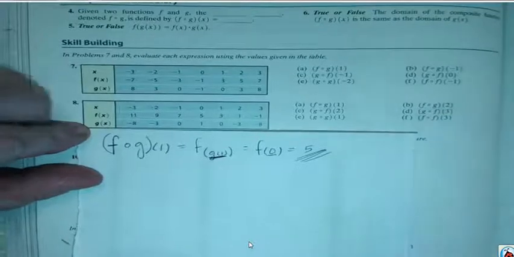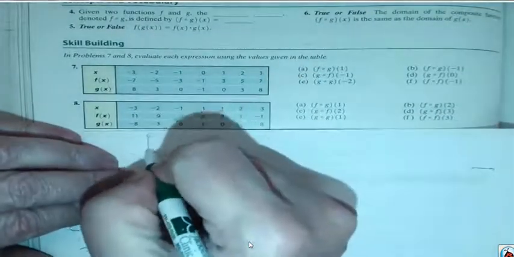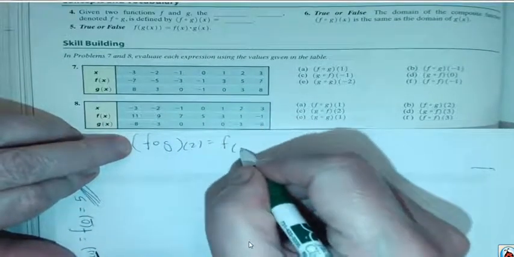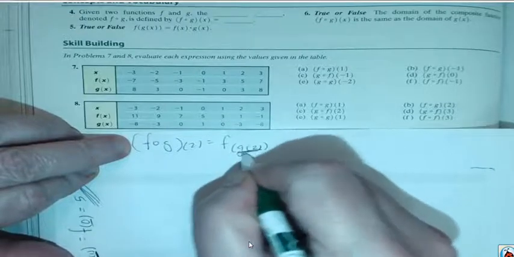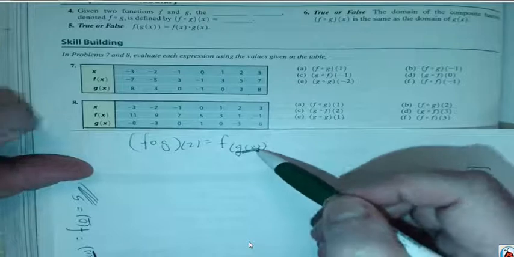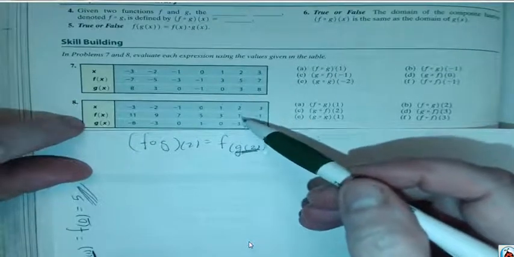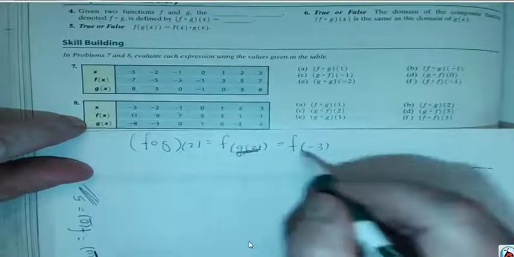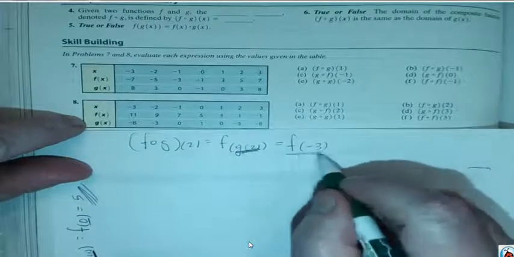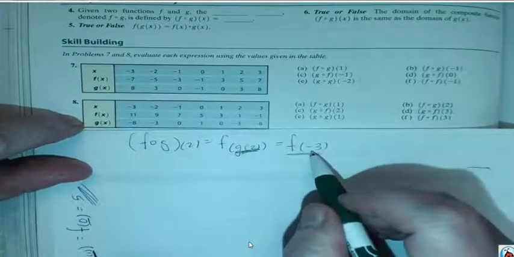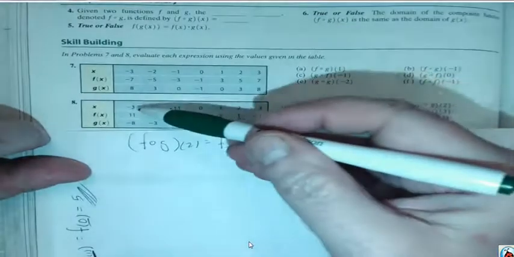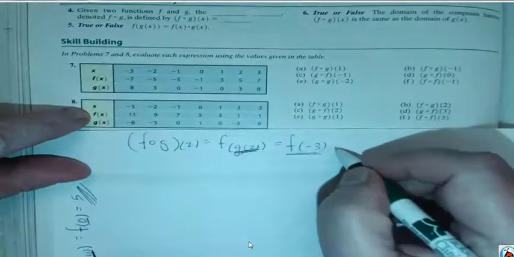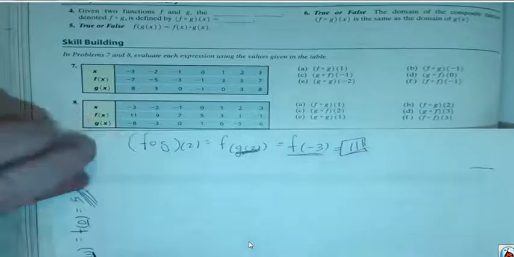Let's look at this one. What's f composed with g evaluated at 2? Well, that's f evaluated at g of 2. If x is 2, what is g of 2? It's negative 3. So I'm going to replace g of 2 with negative 3. Now, what is f evaluated at negative 3? According to the same chart, if x is negative 3, then f evaluated at negative 3 is 11. That's my answer, 11.